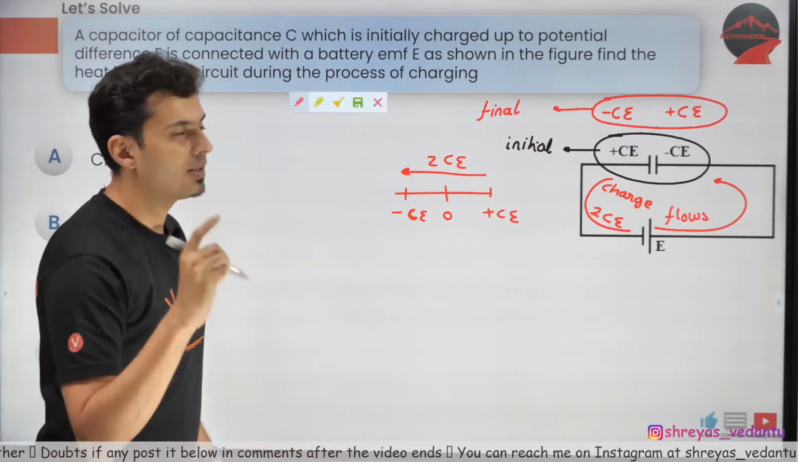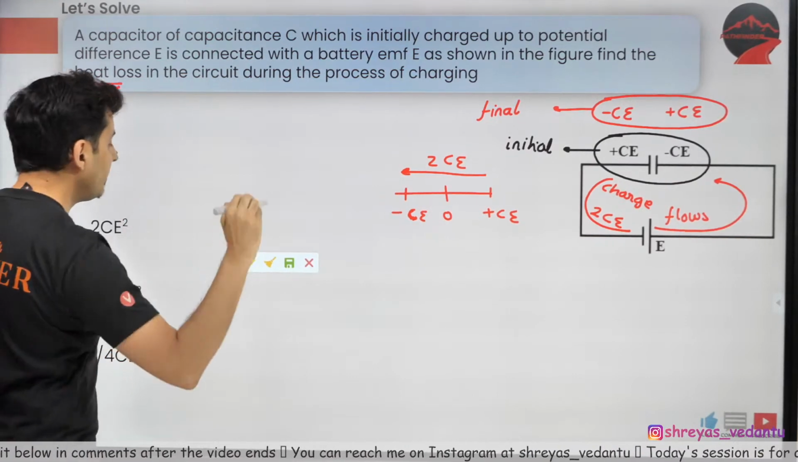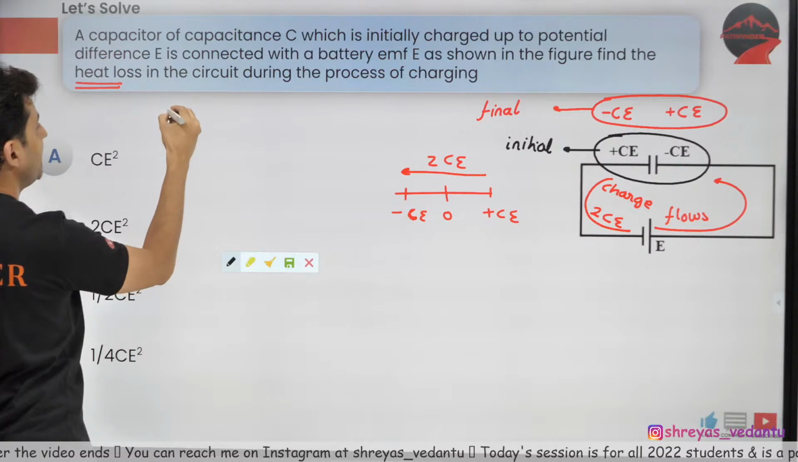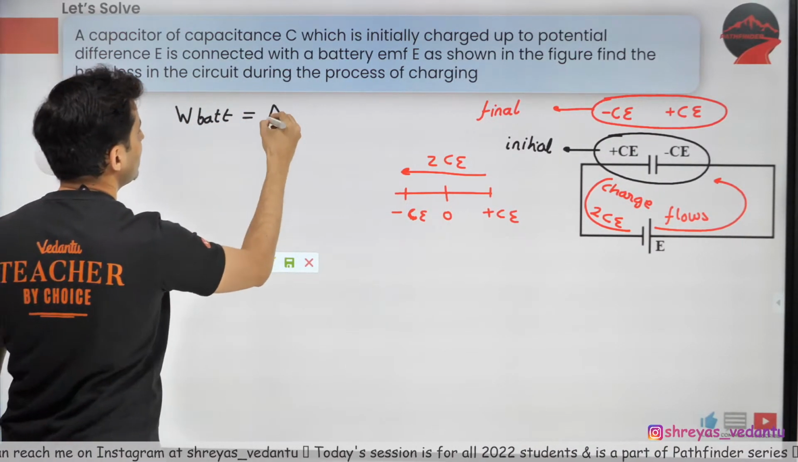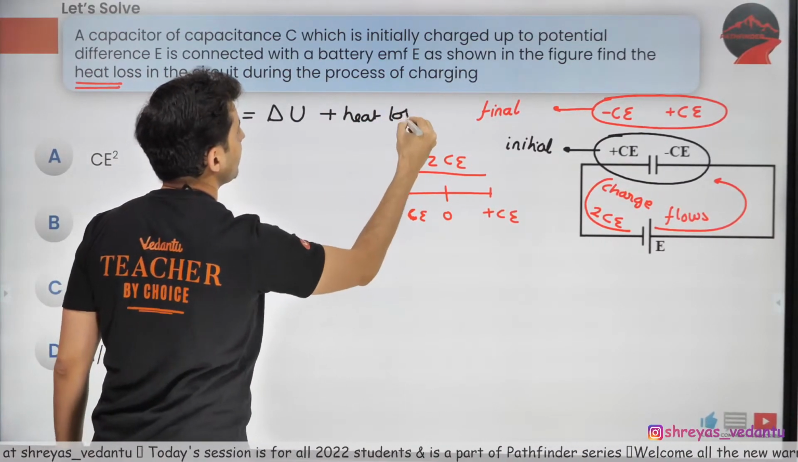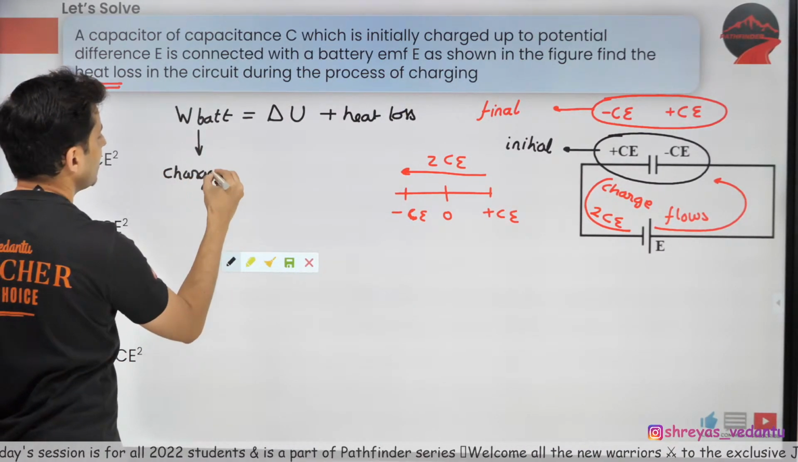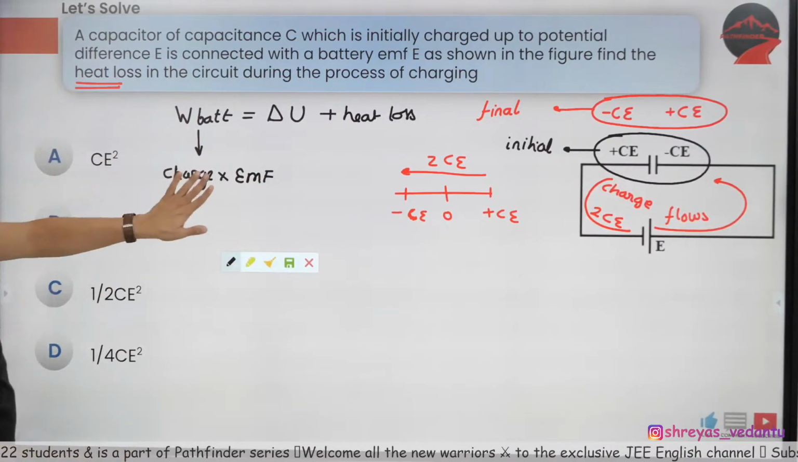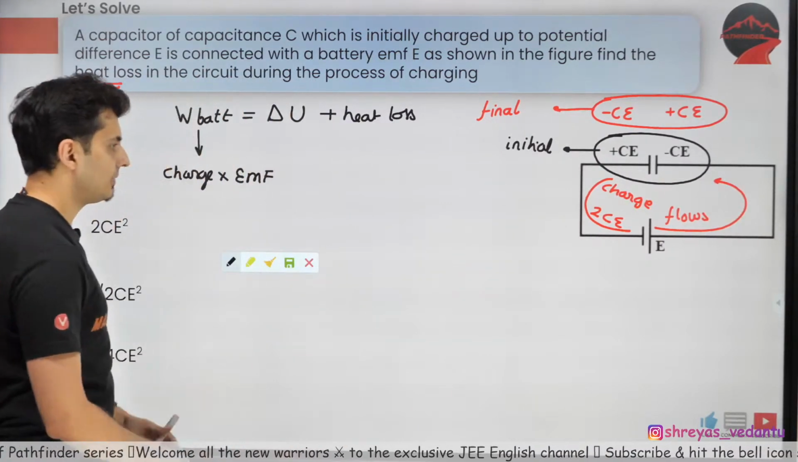Why do I need that? I'll tell you. See, whenever you read in the question there is heat loss, remember this equation. This is my Shreyas Sir's equation. Remember this. What is this equation? The work done by the battery is change in the potential energy plus the heat loss. And the work done by the battery is always the charge multiplied by the EMF of the battery. Keep this in mind. That's it. Your entire job will be done. Let's try to do this question.